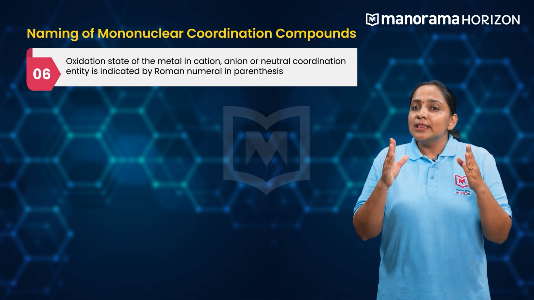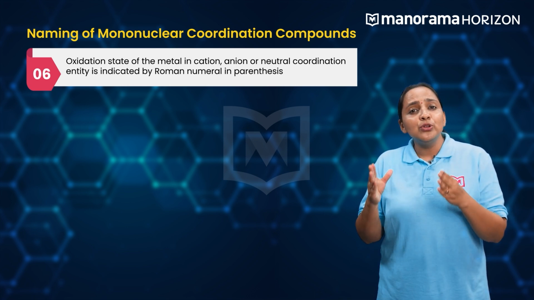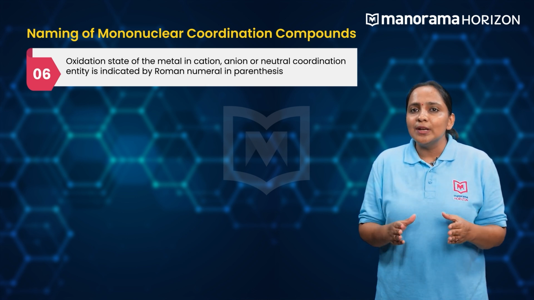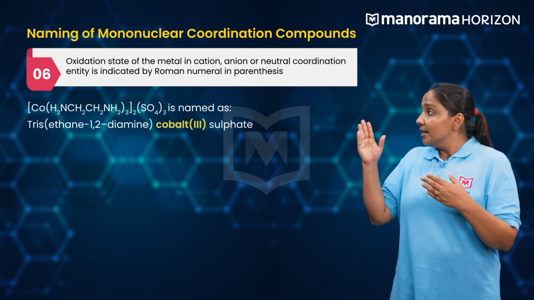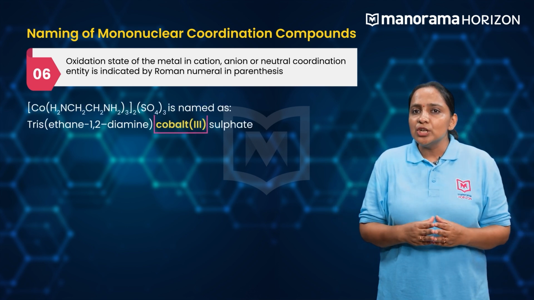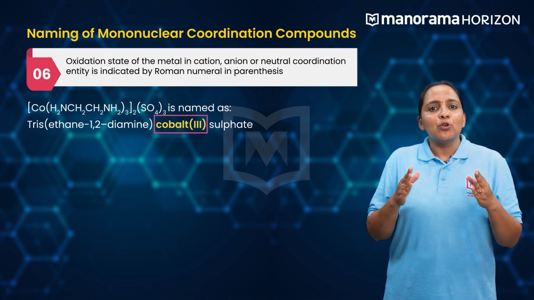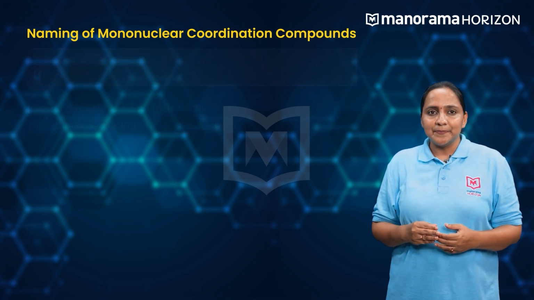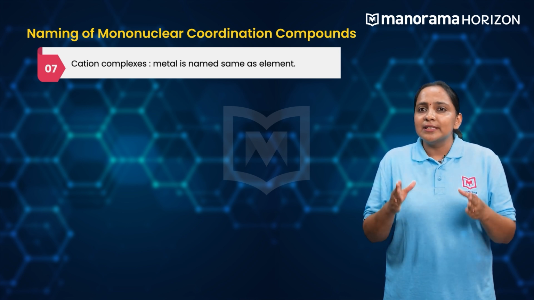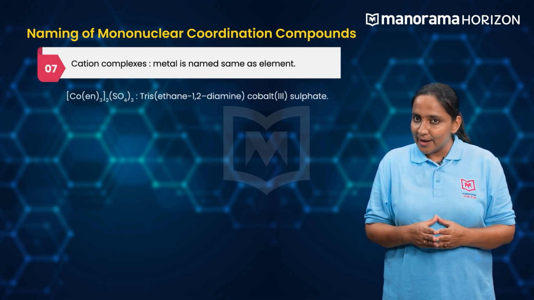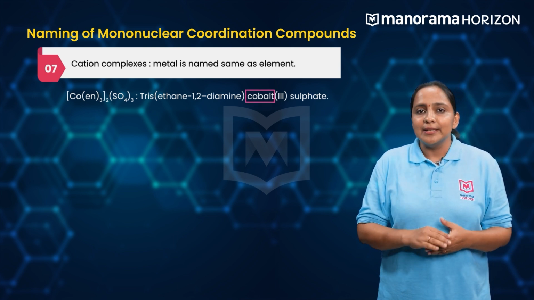Another rule is that the oxidation state of the metal in cation, anion or neutral coordination entity is usually shown by a Roman numeral in parentheses. For example, here you can see the oxidation number of cobalt, which is plus 3, is written by a Roman numeral in parentheses. In cationic complexes, the metal is named the same as the element. For example, in this complex, the metal cobalt is named cobalt itself.